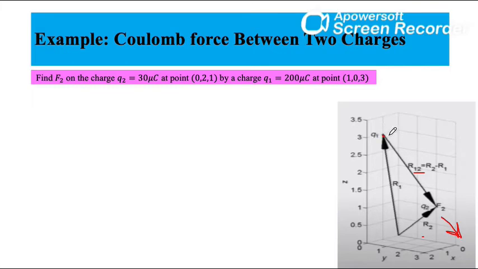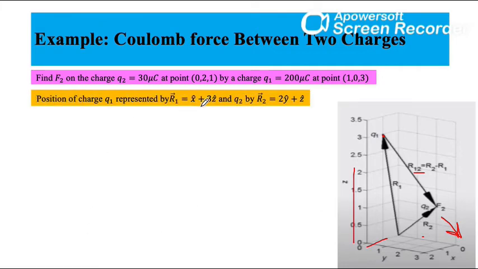So q1 is placed at (1, 0, 3). Now it is in the x-z plane. You can see that this is how x is increasing and this is how z is increasing. So this is the x-z plane. So r1 is given by x hat plus 3 z hat. Similarly, r2 is 2 y hat plus z hat, because r2 is in the y-z plane.